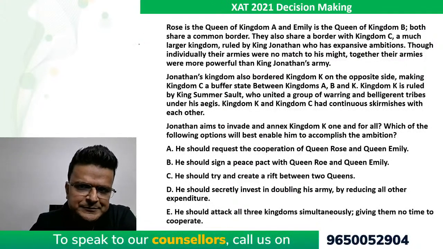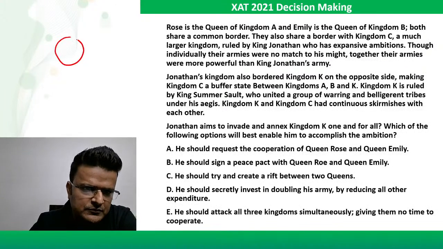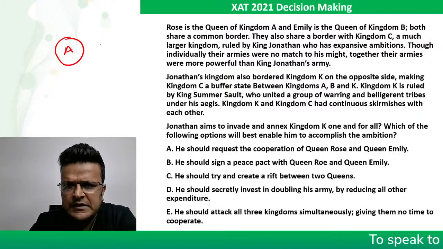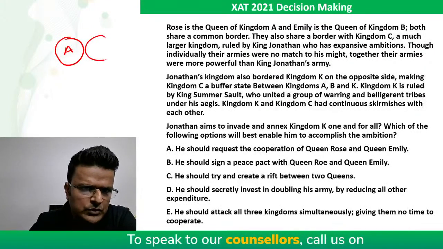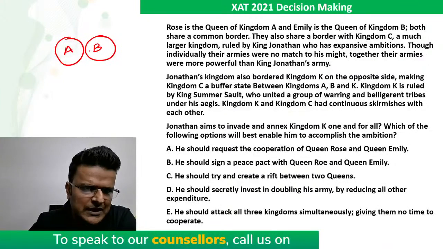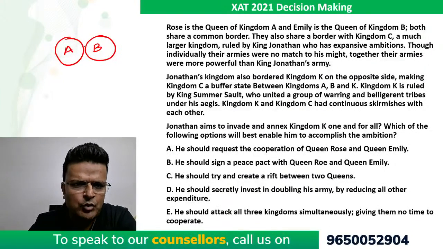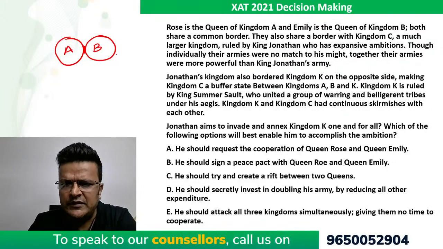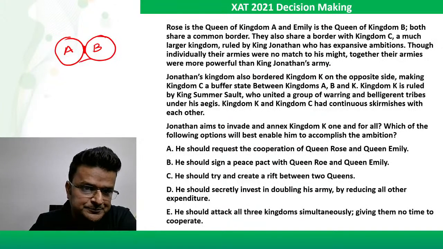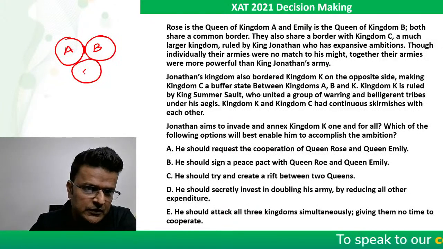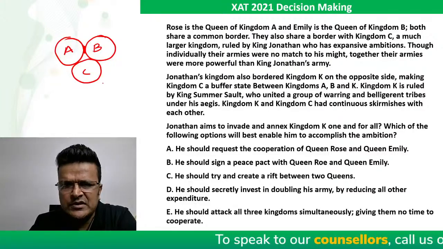So here it says there is a kingdom of Rose, and there is a kingdom B, which are adjacent to each other. They share their border, right? Like India, Pakistan, or India, China, or something like that. Both share a common border. They also share a border with kingdom C. So C is here, which is bigger.